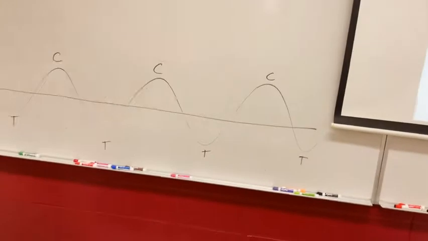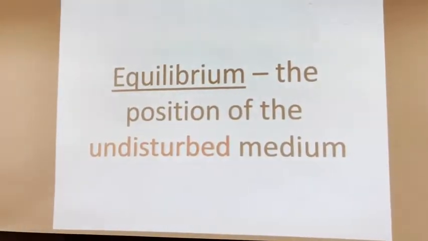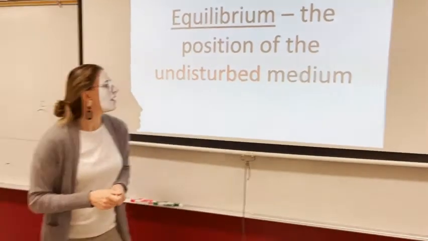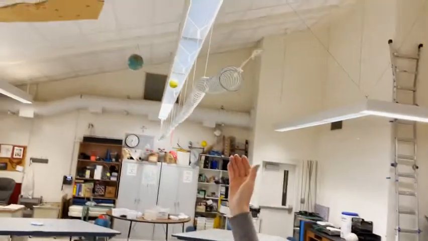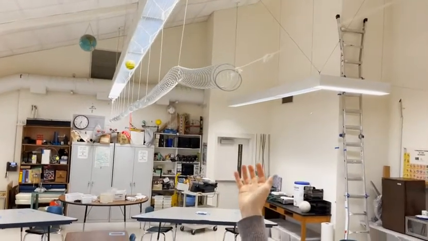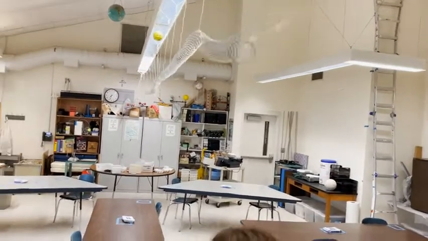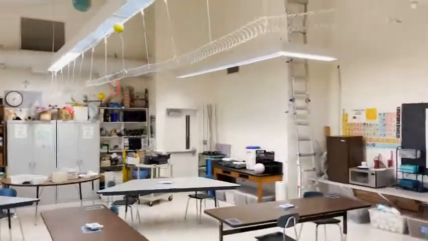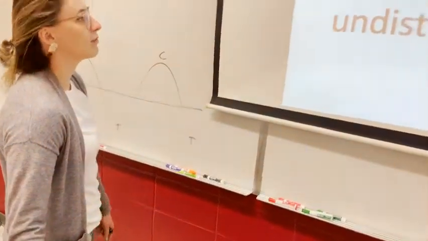You've got to know your wave parts. Equilibrium is the position of the undisturbed medium. Here is our slinky, and it's just chilling, undisturbed. It's at equilibrium. Now, if I want to disturb it, I missed. Now it's not at equilibrium anymore, because I disturbed that medium. So equilibrium is the undisturbed medium, and we're representing it by this line going through the middle of my wave.